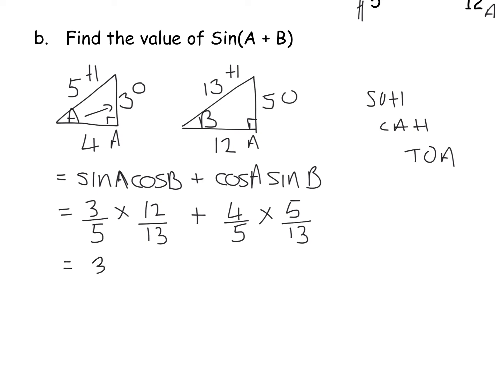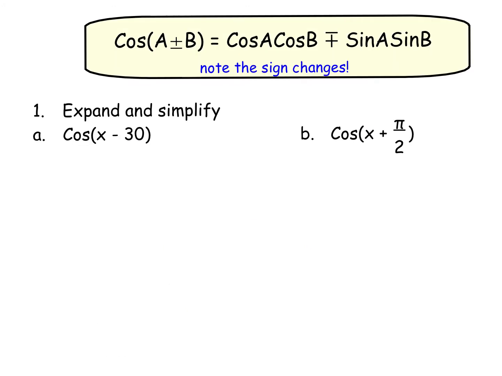So 3 times 12 is 36, 5 times 13 is 65, plus 4 times 5 is 20, and 5 times 13 is 65. So combined you have 56/65. And that's us, we can't do anything else with that. We're done. Okay, so what we're going to do now is look at the cos expansion. Now cos expansion is ever so slightly different. It goes in the order cos, cos, sin, sin.